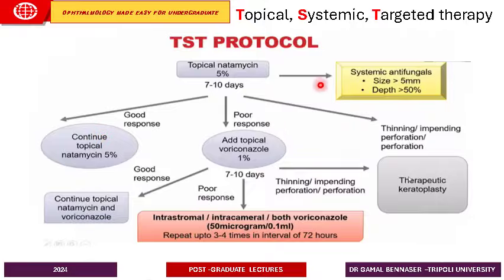If the case is very severe, you can use systemic antifungal. And if there is no response or poor response, you can add voriconazole and see the result. If it is good, you will continue with these two combination therapy. If not good, within 7 to 10 days, you should go for the intrastromal injections or the targeted therapy of intrastromal voriconazole or intracameral amphotericin. If all these fail, the end result will be a therapeutic keratoplasty, or what's known as a hot keratoplasty, that is done under emergency.